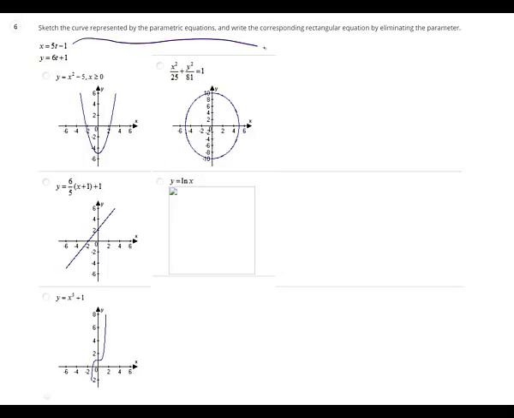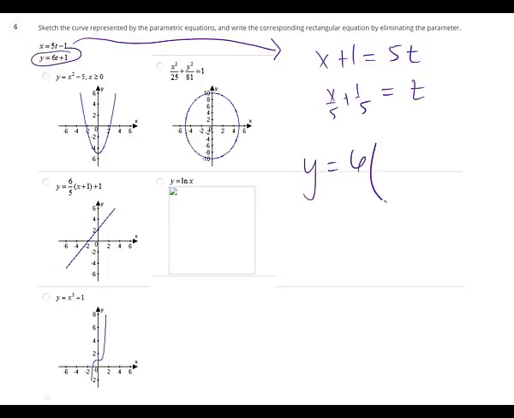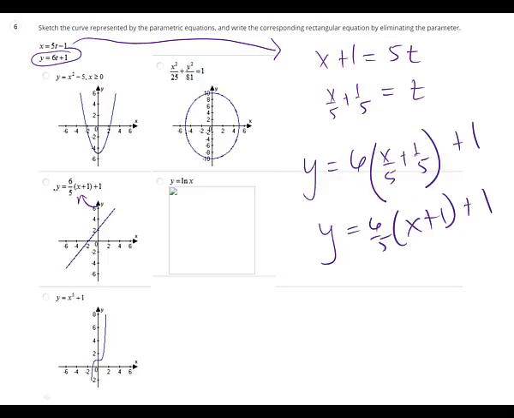So I'm going to solve this first one for t. x plus 1 equals 5t, and then how do I get t by itself? Divide by 5. So I've got x over 5 plus 1 over 5 is t. I'm going to plug that into here. So y equals 6 times (x over 5 plus 1 over 5) plus 1. What should I probably do with this? Actually, don't distribute. Look at this answer right here. Couldn't I factor out a 1/5? So 6/5 (x plus 1) plus 1. Isn't it this here then? Yep. And I didn't have to have any knowledge of the graph.